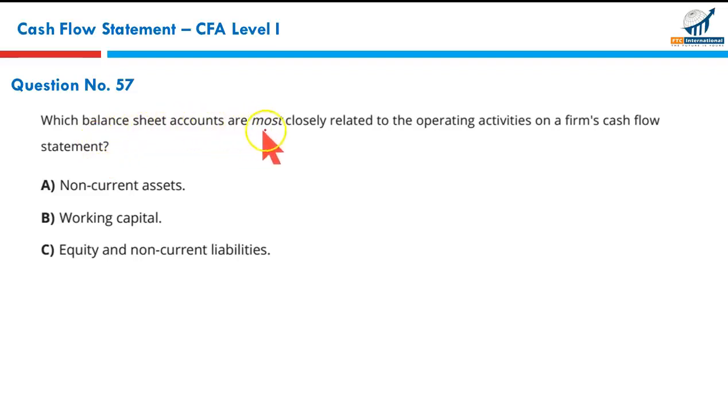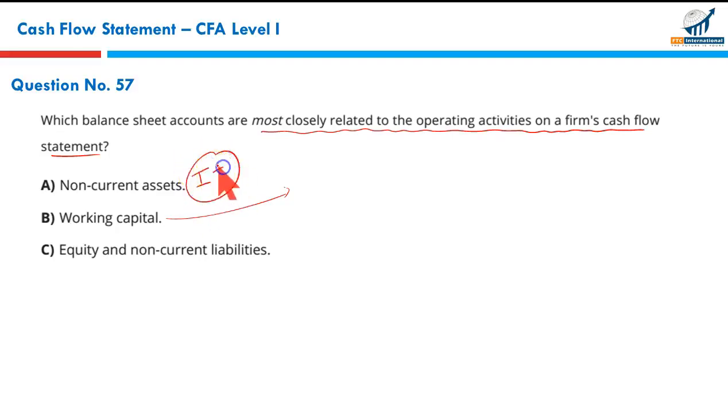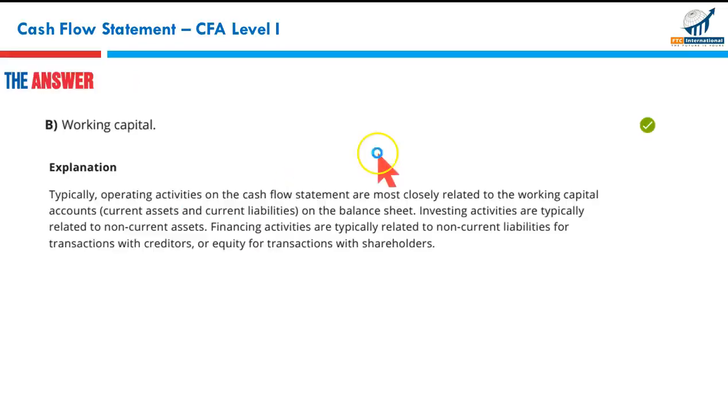Which balance sheet accounts are most closely related to operating activities on a firm's cash flow statement? Operating activities. Operating activity means working capital. Non-current assets relate to investment inflow outflow. Equity and non-current liabilities, they represent financing inflow outflow. But working capital changes, of course, they are very much part of your operating inflows and outflows. So that makes B the correct option.